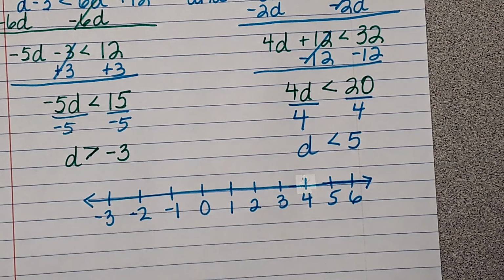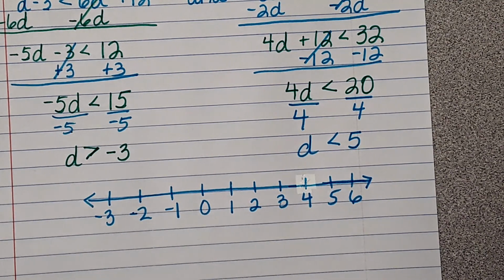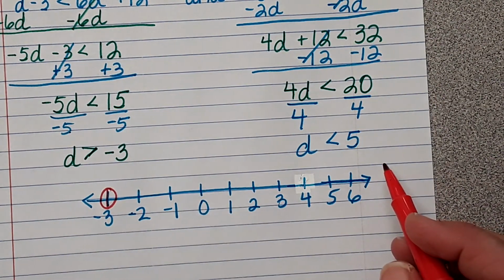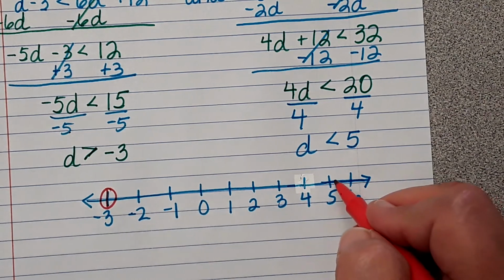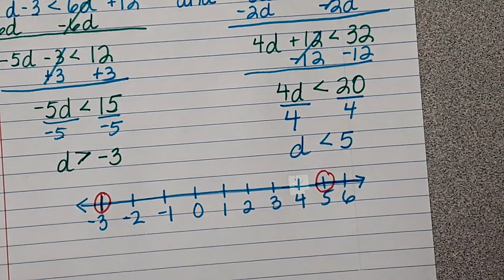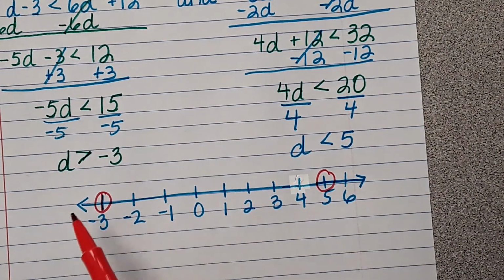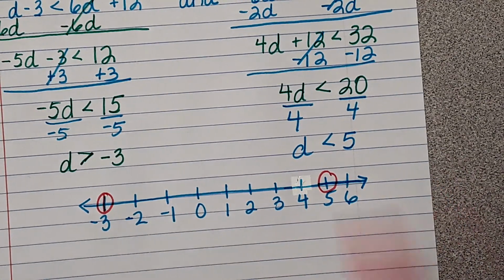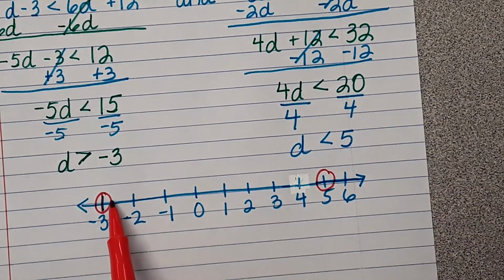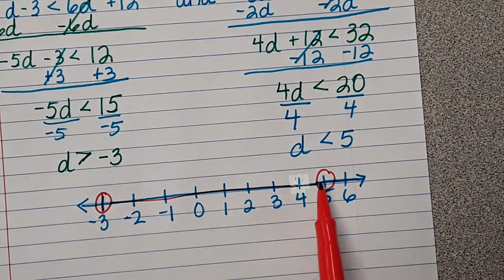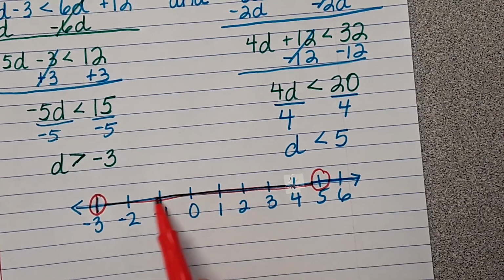Okay. Open or closed circle on the -3? Empty circle. Empty circle on the 5, or full circle on the 5? Okay. Are we going to shade? We're going to shade in between. So let's see. D is greater than -3, so we would shade this way, right? D is less than 5, so we would shade this way.